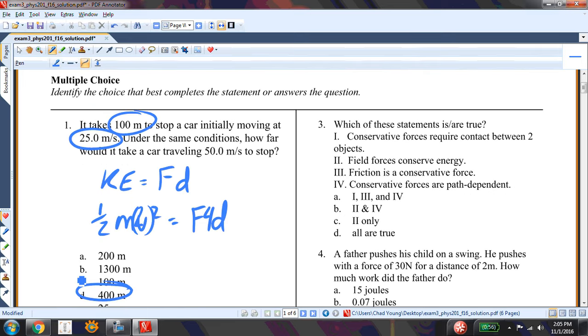Which of these statements is true? Conservative forces require contact between two objects? Not true. Actually, they don't require contact, or they should not have contact. Field forces conserve energy? That's true. Friction is a conservative force? Not a true statement. Conservative forces are path independent, not dependent. So it looks like C is the right answer.